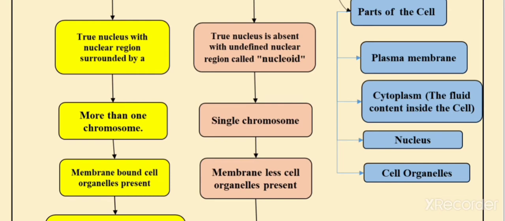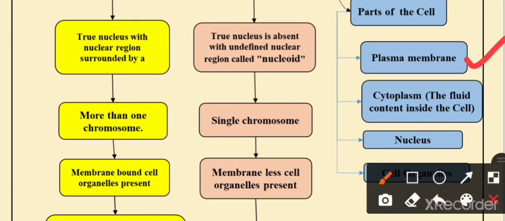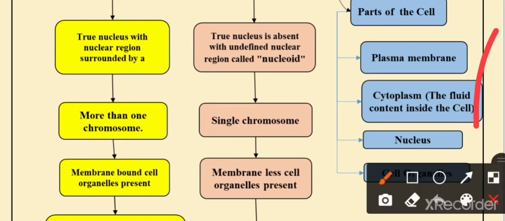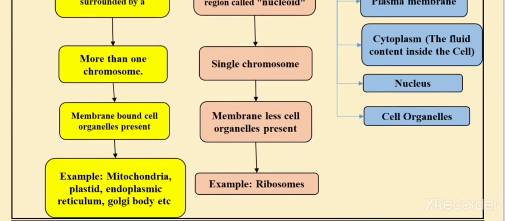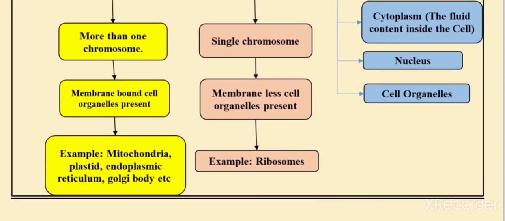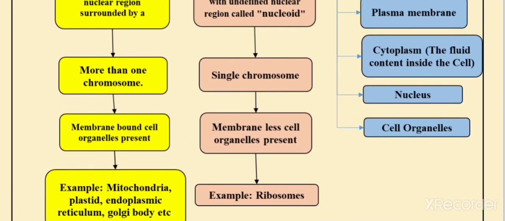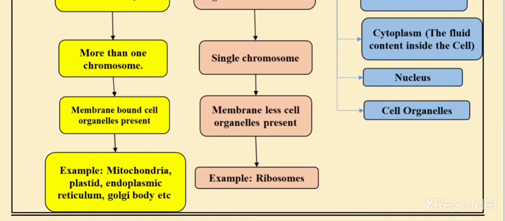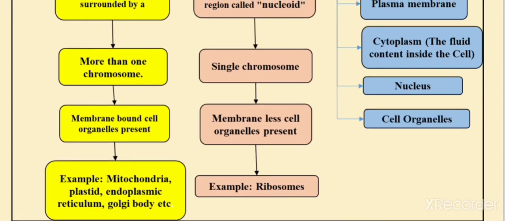How many main parts of the cell are present? First is the plasma membrane, second is the cytoplasm, and third is the nucleus. So these are the main parts present in any cell: plasma membrane, cytoplasm, nucleus, and cell organelles. So any cell consists of plasma membrane and cytoplasm. What do you mean by plasma membrane? The outermost covering of the cell. What is meant by cytoplasm?